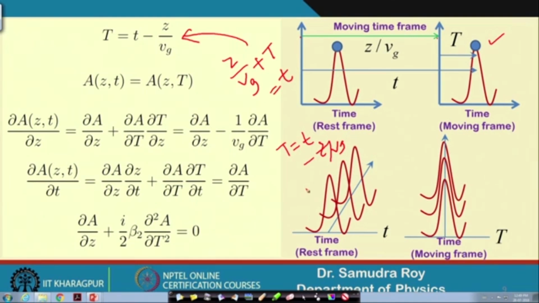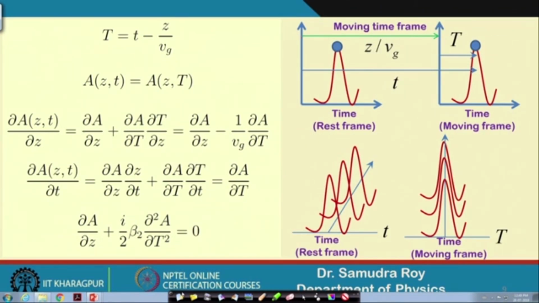So, in the moving frame I can write a new coordinate T, and this T is the time coordinate of the moving frame. In the rest frame, the pulse will move with the group velocity Vg. But if I change this frame and start moving with the same velocity as that of the pulse, then I will always see the pulse standing in the same position. So, this is in the moving frame.